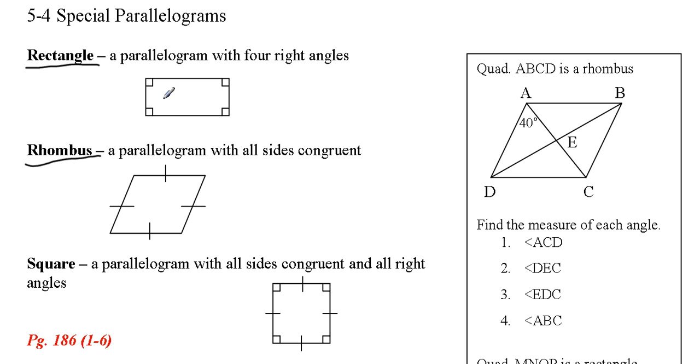So basically, if we combine the wonderful powers of rectangles and rhombuses, then we end up with a square, which is a parallelogram with all sides congruent and all right angles. So a square is a type of rectangle and a square is a type of rhombus.